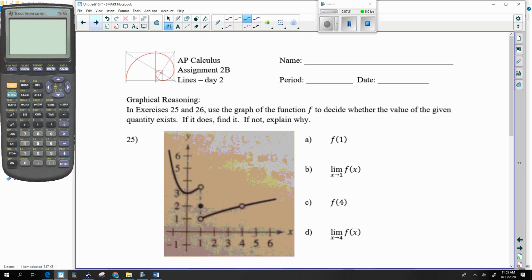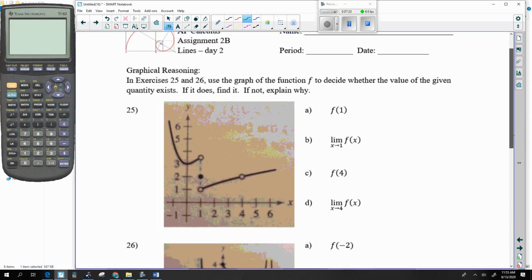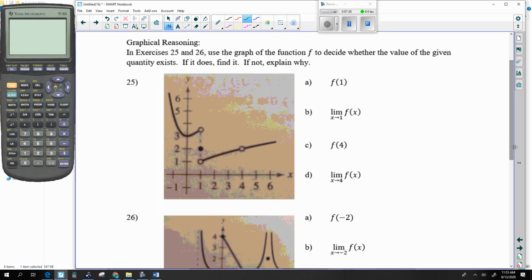Okay, decide whether the value of the given quantity exists. If it does, find it. If not, explain why. The why would be, they don't point to the same thing.